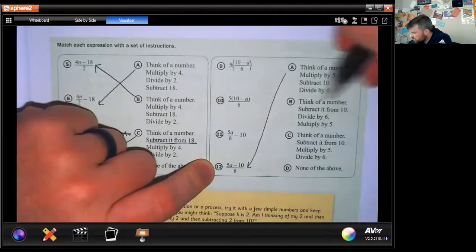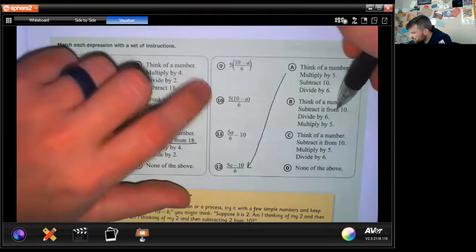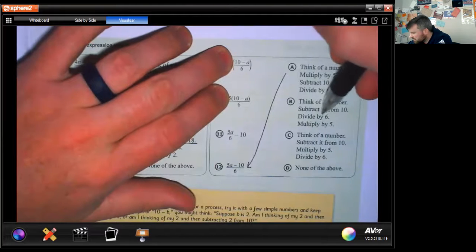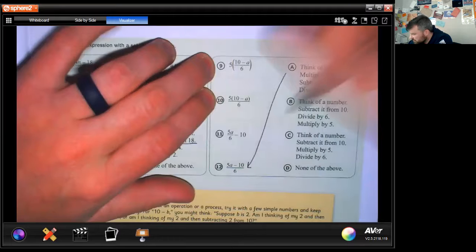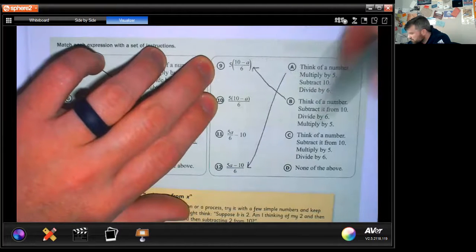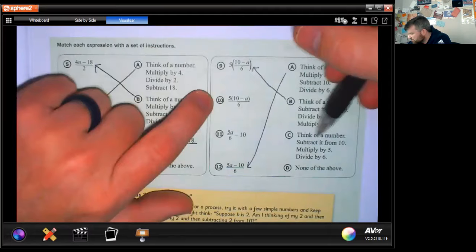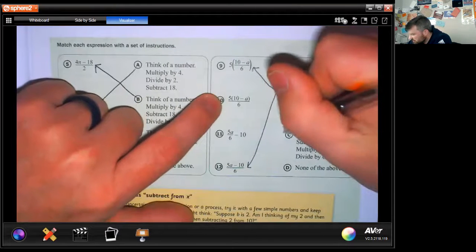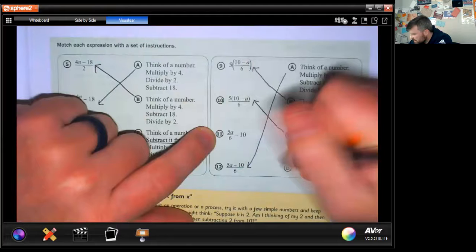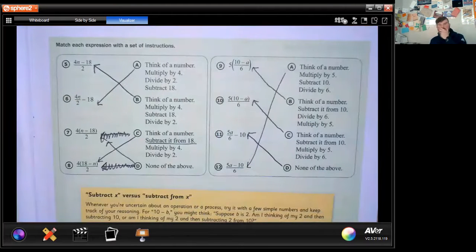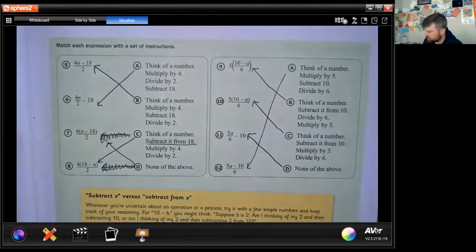Think of a number, subtract it from 10. So both of these subtract it from 10. Divide by 6, then multiply by 5. Okay, this one goes here. Think of a number, subtract it from 10. Multiply by 5, then divide by, yep, that's what this one says. So this one is none of those. Okay, so read through this story and see which one matches up.